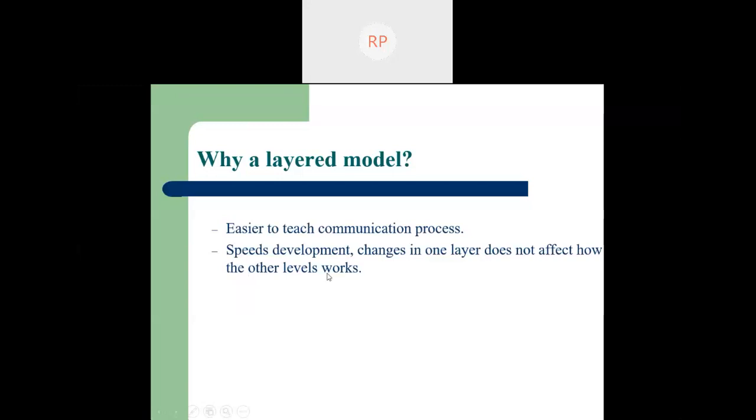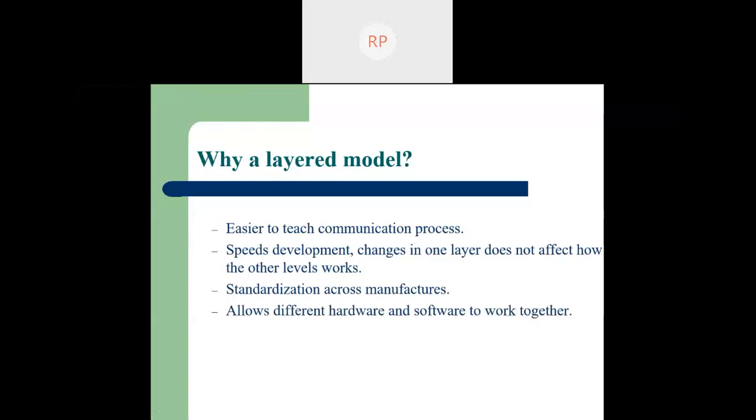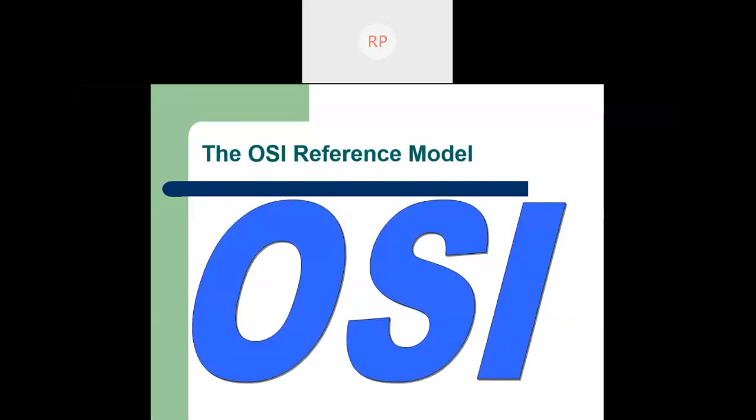So, speed in development. Next, standardization across manufacturers, because they can follow the rules and protocols set by the manufacturer. That's why you can easily configure the network. This is another major component of a layered model. Next, it allows different hardware and software to work together. Next, it reduces complexity, because all things are separated based on their applications in layers. This is the major thing.